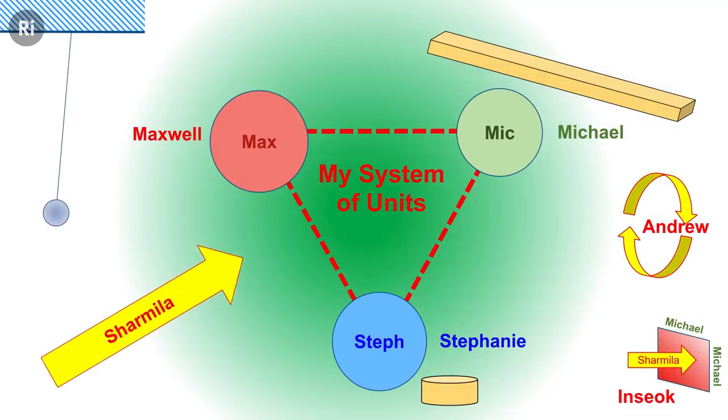There's the Sharmila, that's the unit of force. The Andrew, that's the unit of torque. Any of you who have met Andrew will know exactly why that's the right name for the unit. And the Insuk, which is the unit of pressure, the number of Sharmilas per square micron. My system of units, I hope you noticed that the names are gender balanced, and they're also ethnically diverse.